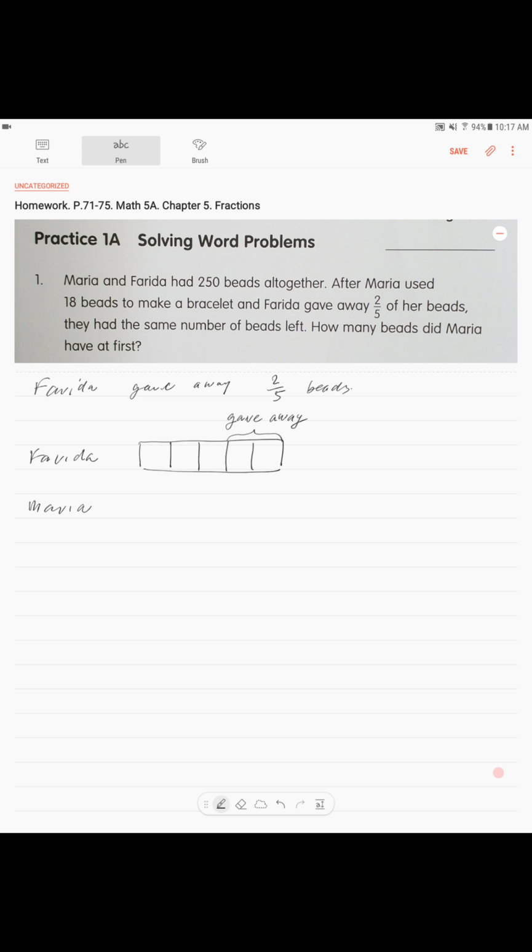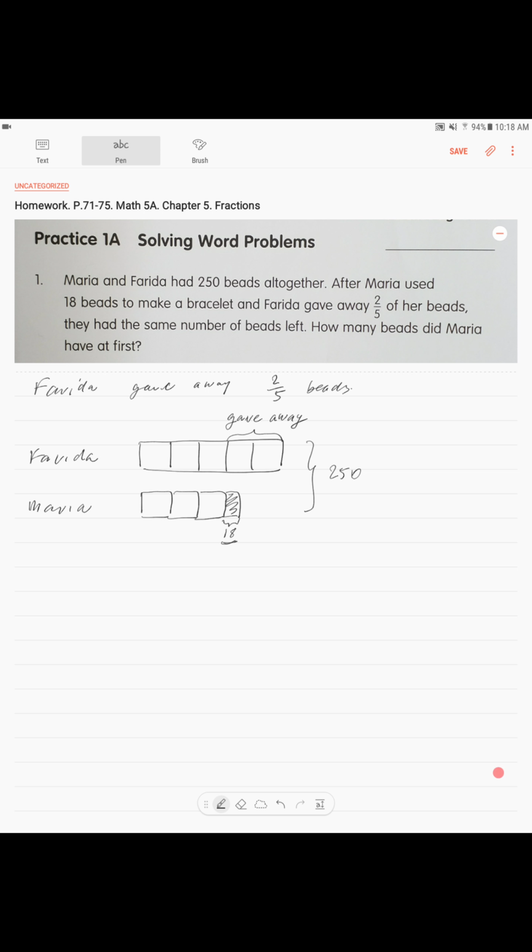Okay. And Maria used 18 beads to make a bracelet, and then they had the same number of beads left. So this is the same number of beads, these 3 units. And then she had something which was 18 beads. This is how your model looks. The total is 250 beads altogether. That's it. Everything becomes very clear, right?